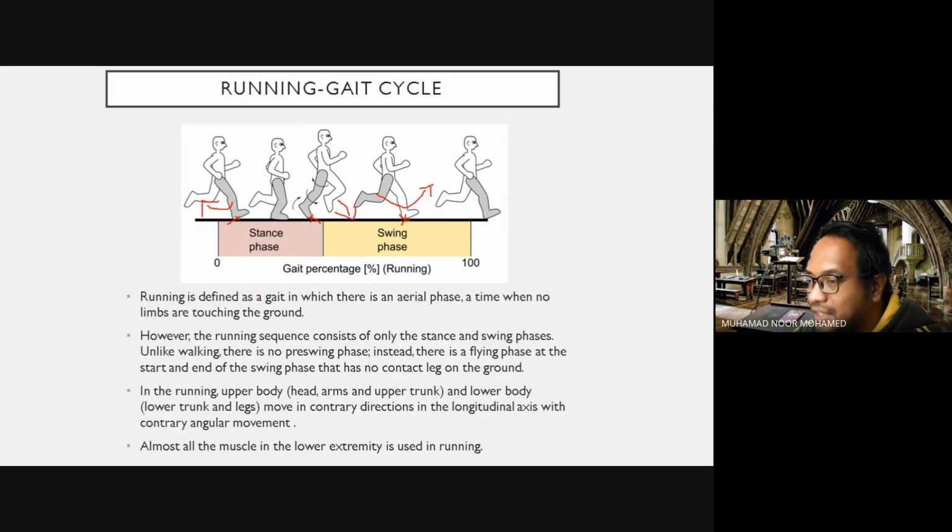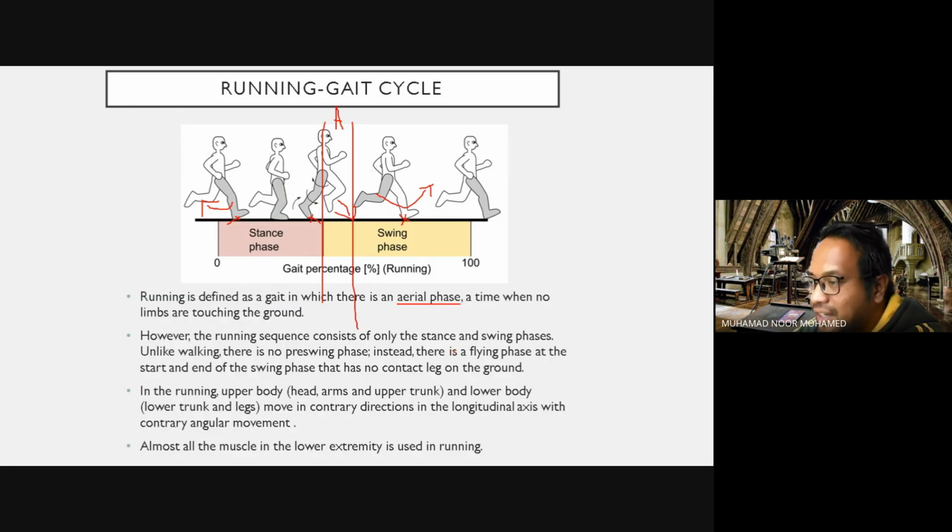Running is defined as a gait in which there is an aerial phase. It has an aerial phase, a time when no limb is touching the ground. These are the phases. Between this phase and this phase, there is a small gap. This is known as the aerial phase. And this phase substitutes the pre-swing. Okay. However, the running sequence consists of only the stance and swing phase. Unlike walking, there is no pre-swing.